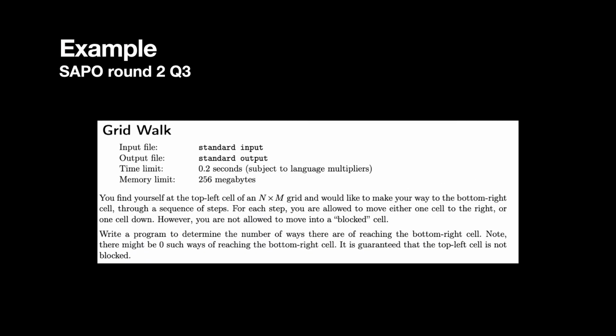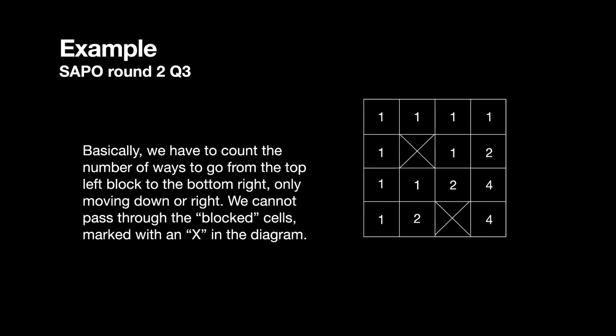An example would be the SAPO Round 2 Question 3 2020 this year. This question basically said we have to count the number of ways to go from the top left block to the bottom right block of a grid, only moving down or right. And we cannot pass through these block cells marked with an X in the diagram on the right. So that's just an example.